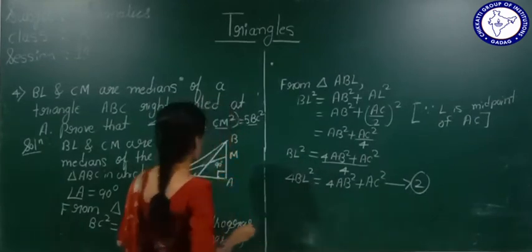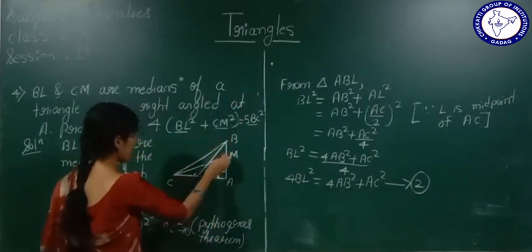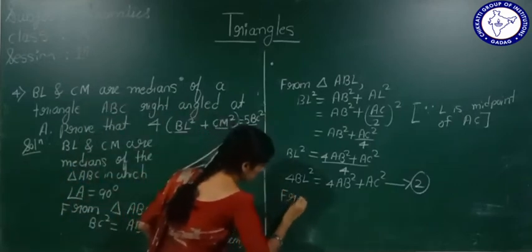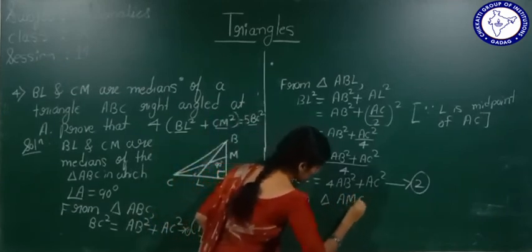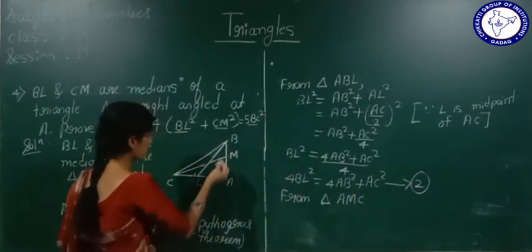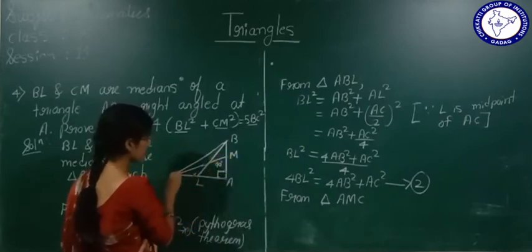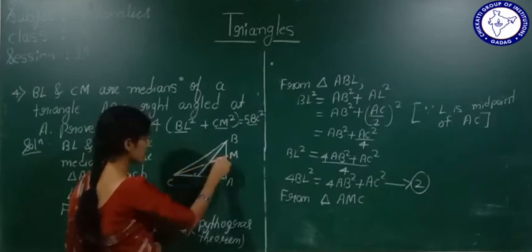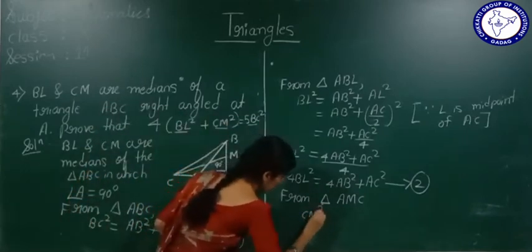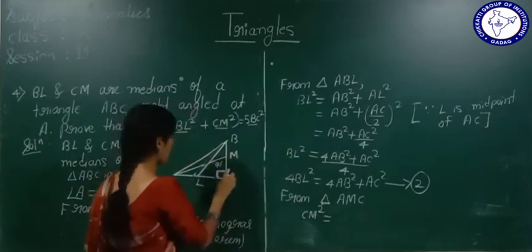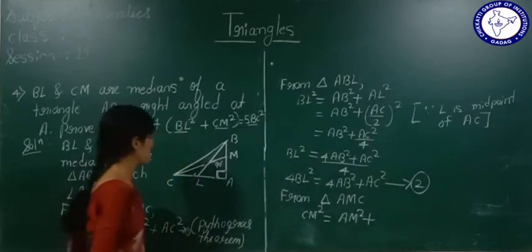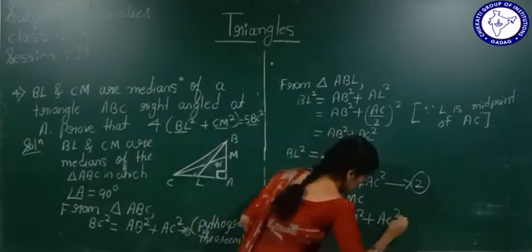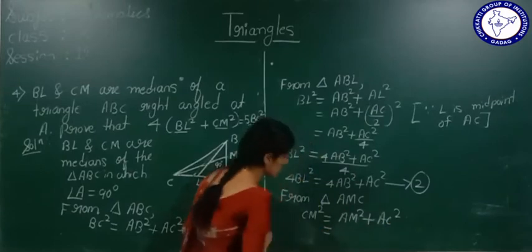Again from triangle AMC. Here angle A is 90 degrees, we can use the Pythagoras theorem. Which is the hypotenuse now? CM. CM square is equal to AM square plus AC square.